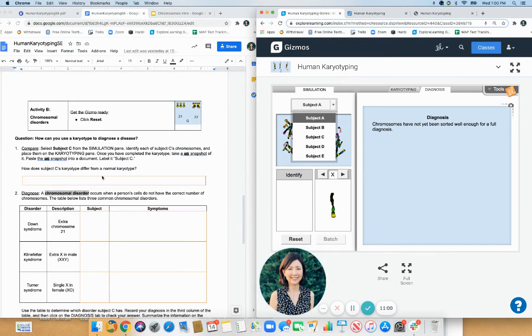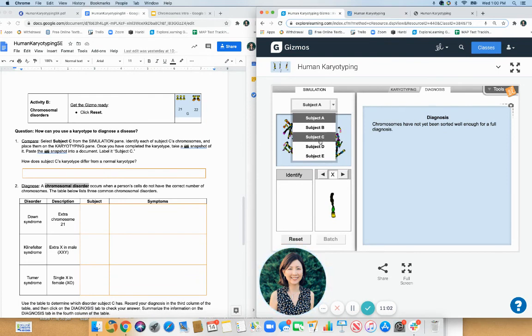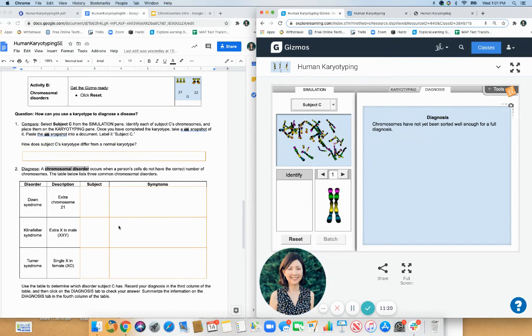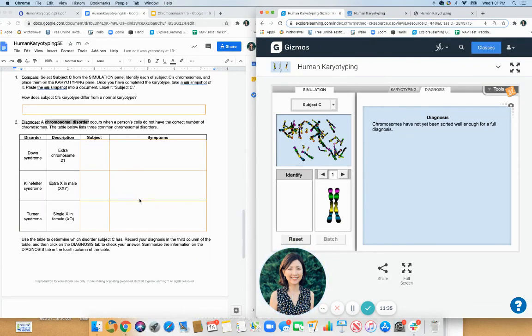When you get to activity B, you're going to click on subject C. Okay, and this subject has a disorder. So you're going to do it again, and then you're going to click on diagnosis, and you're going to figure out what the diagnosis is for this karyotype. Do they have an extra 21? Do they have an extra X? Or do they only have one X? And then it should give you some symptoms, so you're going to write that down.